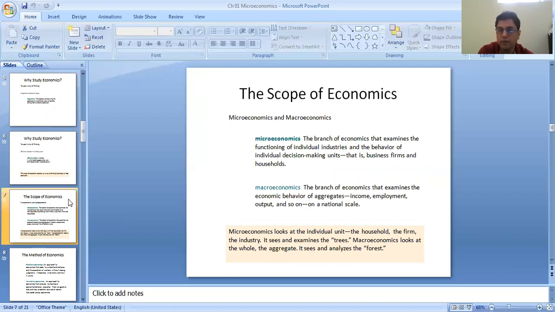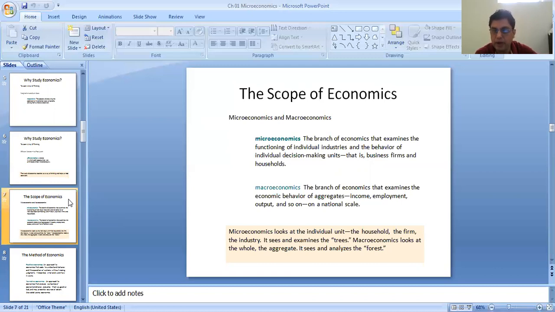Here there are two types of economics. First microeconomics, another macroeconomics. We have to differentiate between the two branches. Microeconomics is the branch of economics that examines the functioning of individual industries and the behavior of individual decision makers: business firms and households. It means how you manage your economics at home with your salary, how you manage your small shop, your small business. That is microeconomics, small level. That is economics for the individual: at home, how much money is required to run a home, how much money is required for saving, like that.